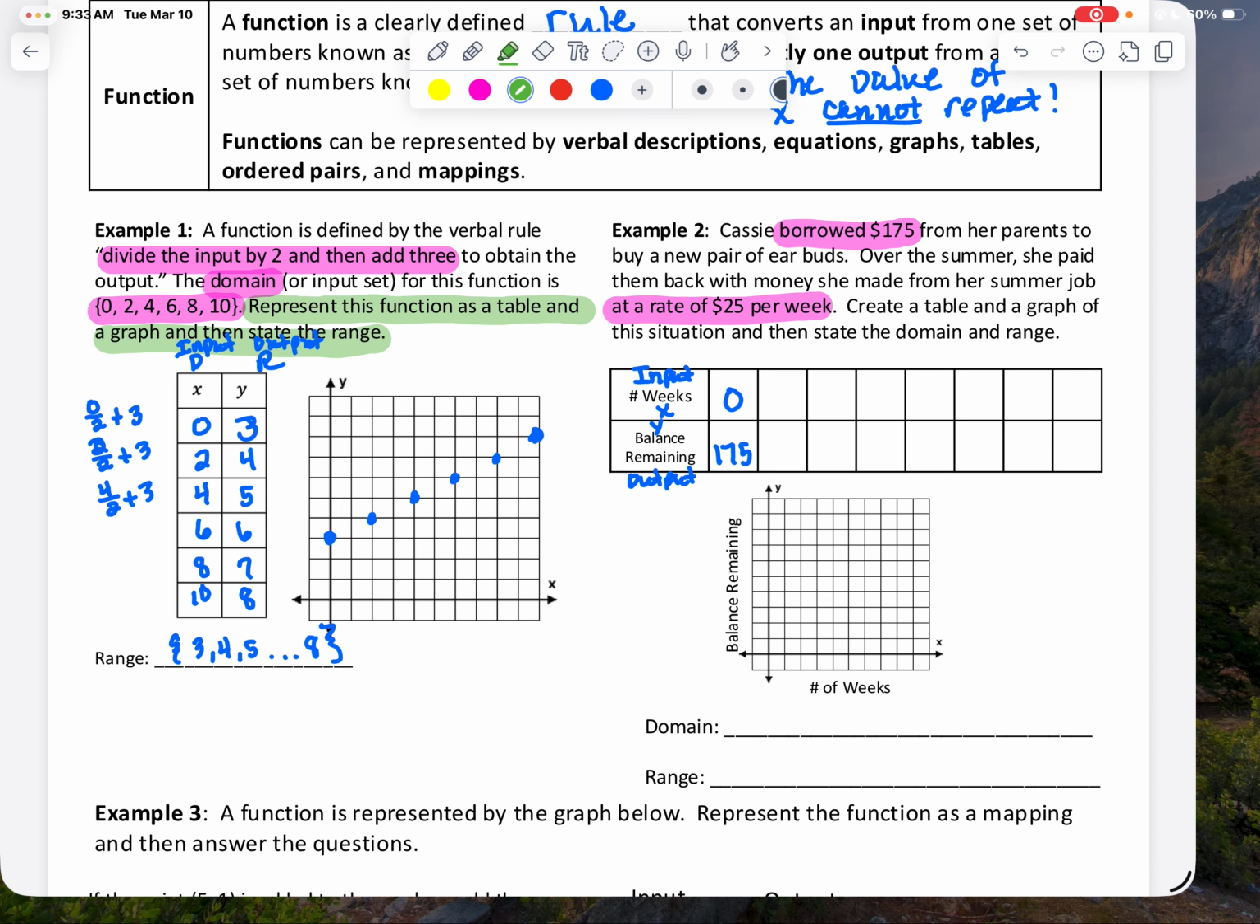Our unknown, or what they're trying to find, is they want us to create a table and a graph and then state the domain and range. So those are our mission here. Create a table and a graph, then state the domain and range.